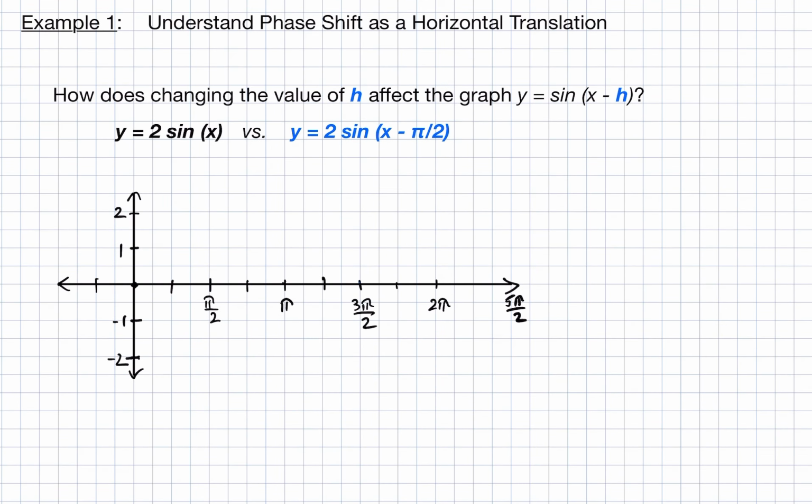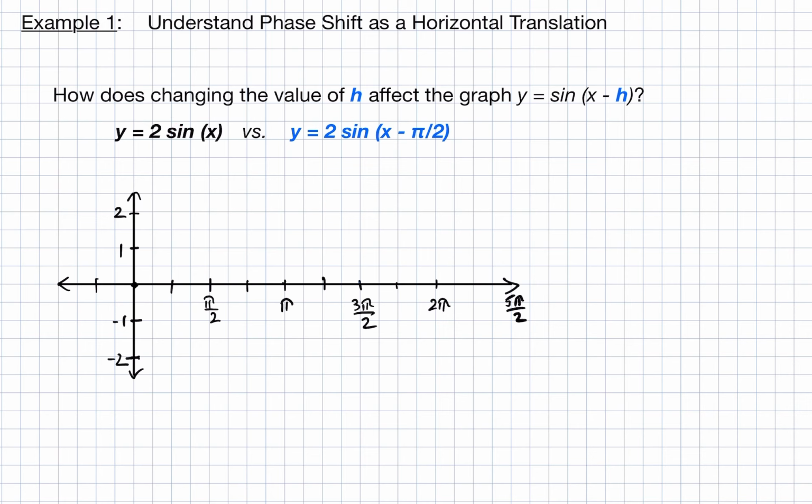Okay, so in this example, we're going to understand phase shift as a horizontal translation. And here's the question. How does changing the value of h affect the graph y equals sine parentheses x minus h? So what we want to know is if we have a function 2 sine x minus pi over 2, what does this do to the function? Well, first what we're going to do is graph what I consider the base function, so without the shift. So we're going to just graph this.